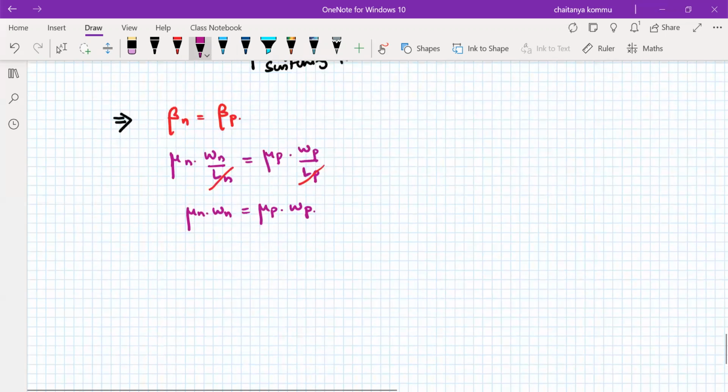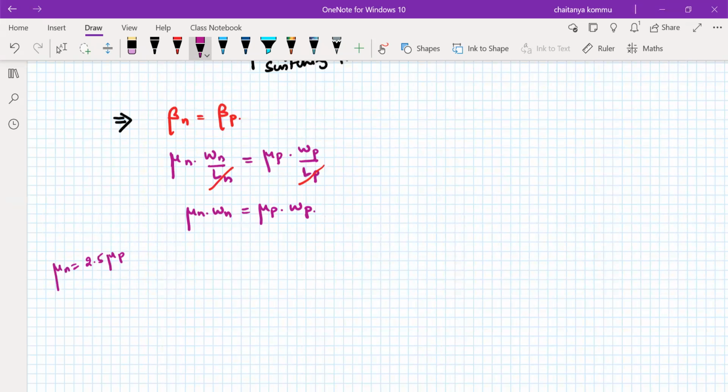Everybody knows that the mobility of the electron is about 2.5 times the mobility of holes. That means the mobility of electrons is more than that of holes, because the electrons move freely, but the holes move within the covalent bonds.